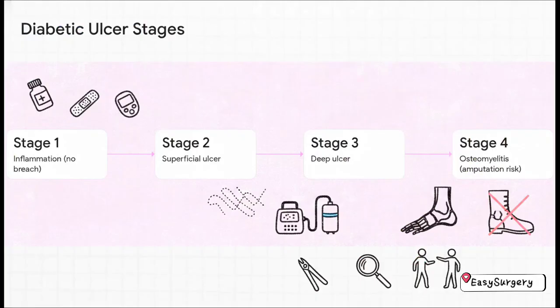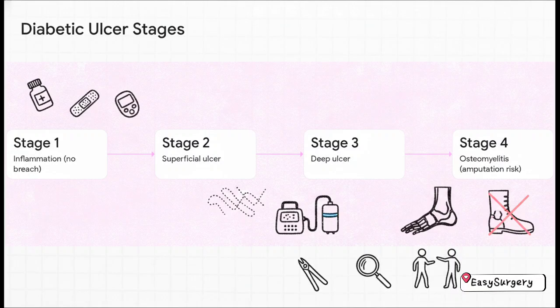As a clinician, you've got to grade these rapidly. Stage 1 is just inflammation with no actual breach. Your goal is to catch it right here with strict glycemic control, antibiotics, and rest. Stage 2 is superficial, and Stage 3 is deep. Both of those require debridement of dead tissue, and they often respond incredibly well to negative pressure vac dressings.